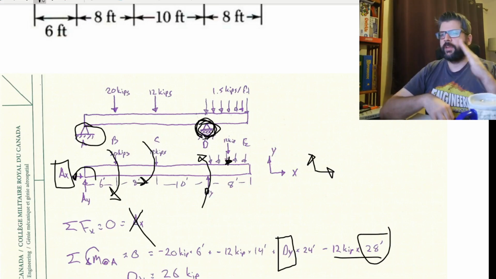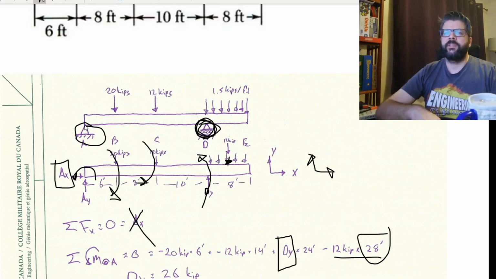It's only when we have the pinned connection at the end of the beam that we necessarily know that the moment there is zero.